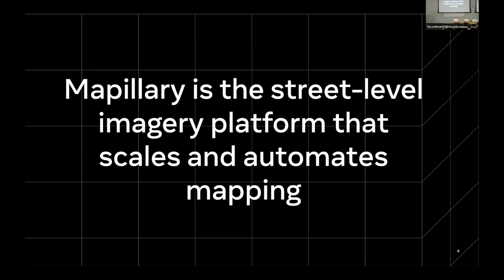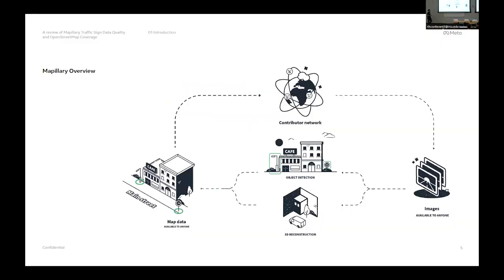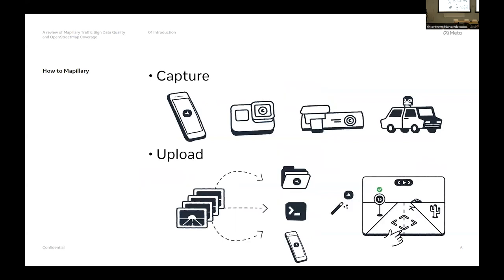And we have a contributor network and partners, and they're uploading imagery to Mapillary, and then we run object detection and 3D reconstruction from those images, and then we are extracting map data. And it's quite simple to capture and upload imagery to Mapillary. You can use any camera, smartphone, action cameras, dash cam, and also mobile mapping equipment. And then you can use the desktop uploader, Mapillary tools, or a smartphone to upload your imagery to Mapillary. The only requirement is that the image needs to be geotagged.